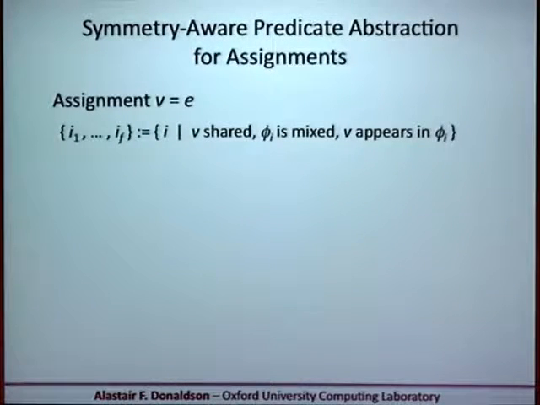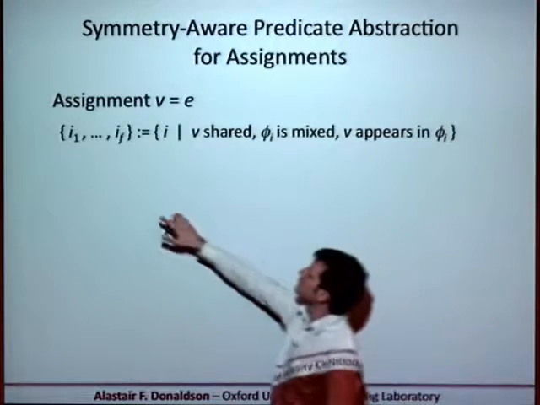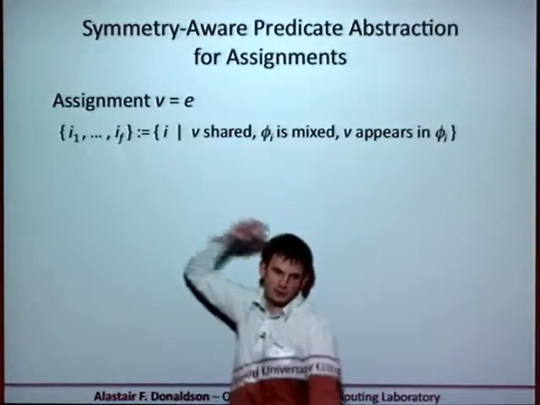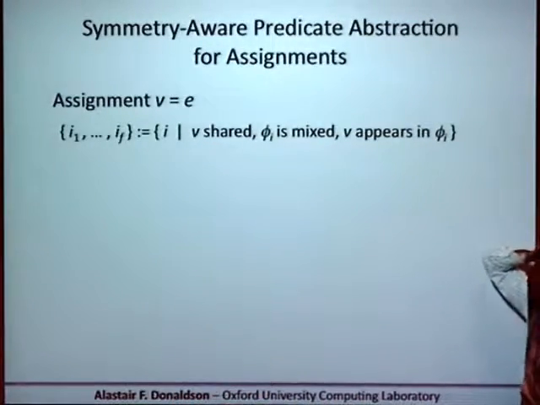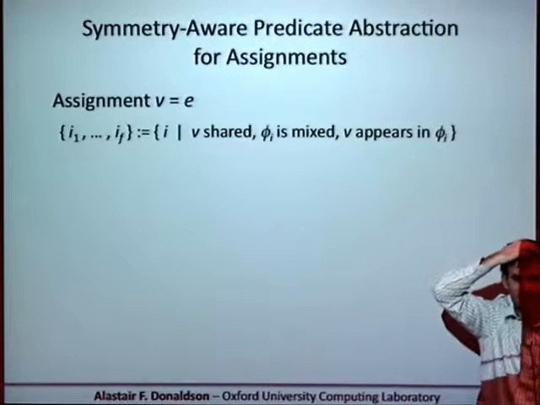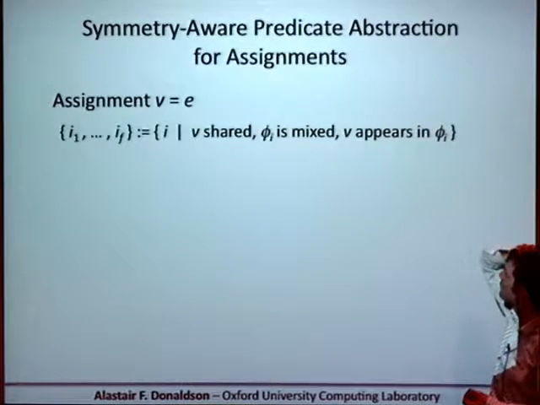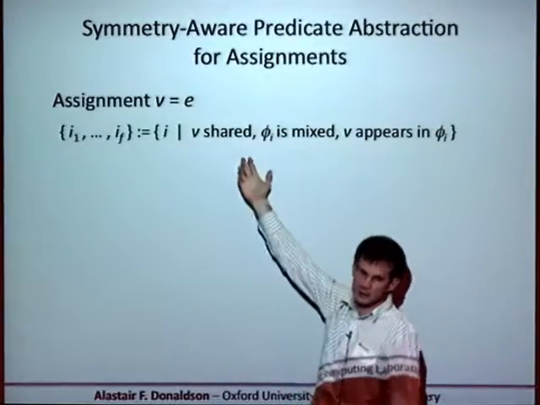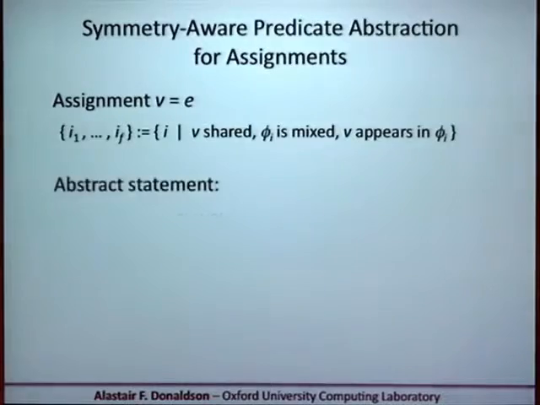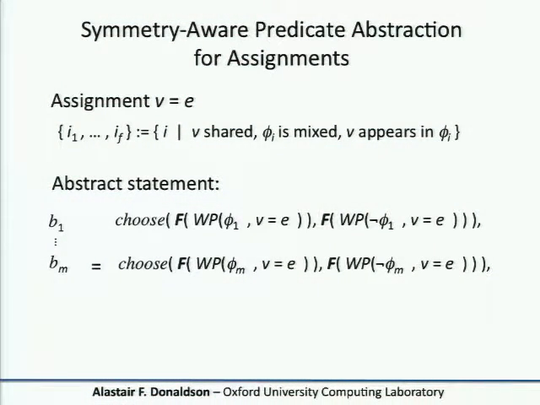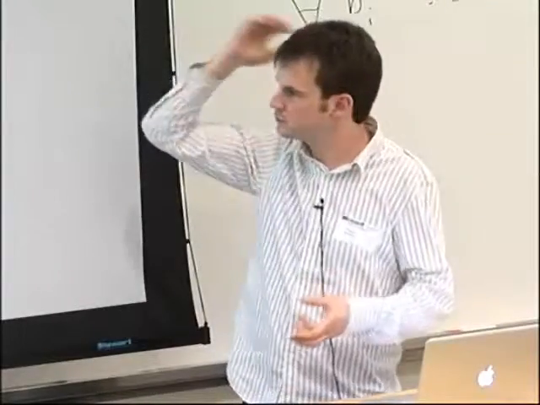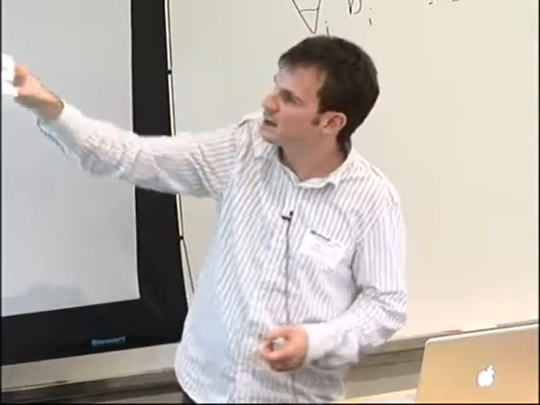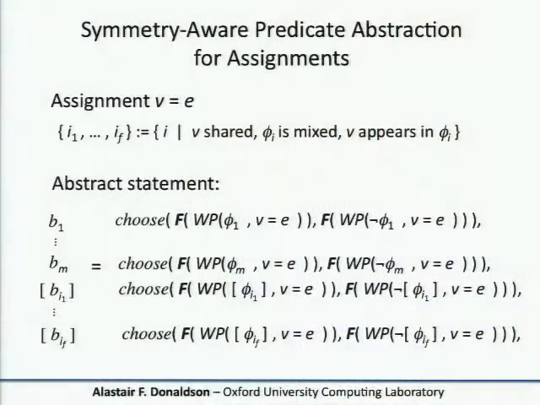But in practice, what we do is we compute the indices of those predicates for which we need to do a broadcast. So when we're figuring out the abstraction, we work out the indices of the predicates that are mixed and that have this variable v in them. So for all predicates, we do the usual thing of simultaneously updating all the active threads' Boolean variables using standard predicate abstraction. And then for the predicates with these indices, we do a broadcast. And this is one big parallel assignment.